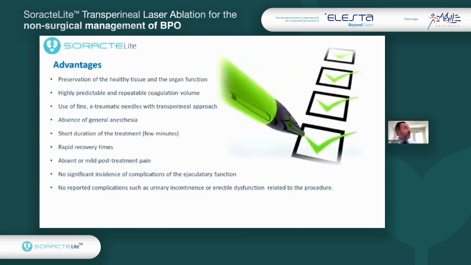which is, I think, one of the main goals that we have to take into account with these procedures. So obviously, these techniques have a lot of advantages because mainly it is possible to preserve healthy tissue and the prostatic organ function. There is a highly predictable and repeatable coagulation volume that we can check during and after the procedure. We use fine and very atraumatic needles with the transperineal approach.